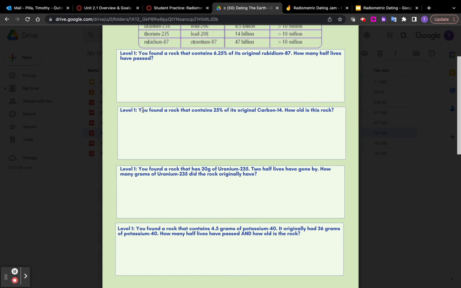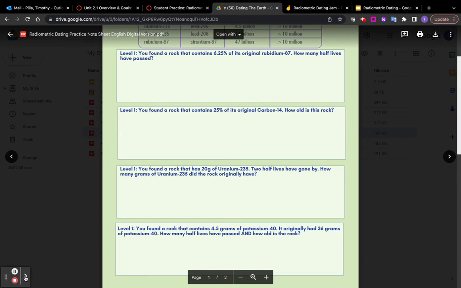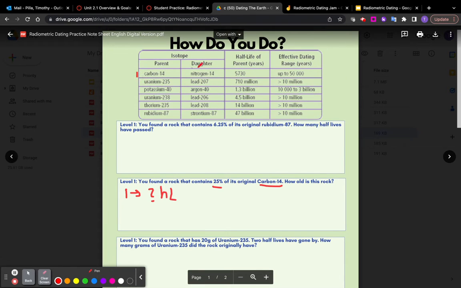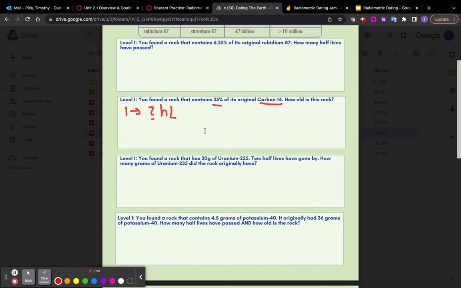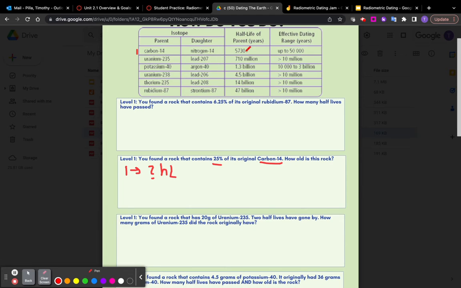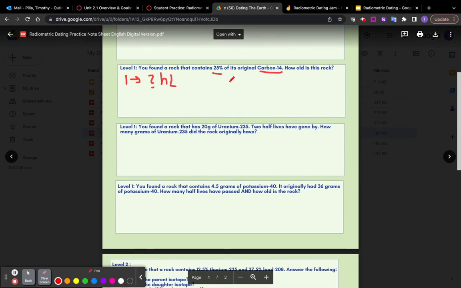In order to do this one, the second problem, if it has 25% of its original carbon-14, first, I'll write these tips here so you remember. First, find how many half-lives. How many half-lives is that? Then once you know the half-lives, and you know how long one half-life is of carbon-14, you can just do simple multiplication to figure out how old the rock is. If 3 half-lives went by, then 5,730 years times 3, right? Watch your previous video, it's easy.